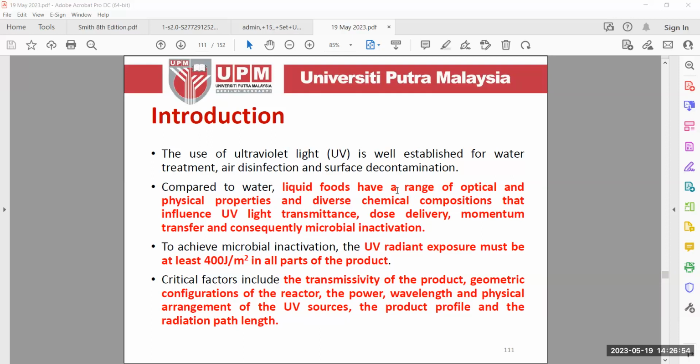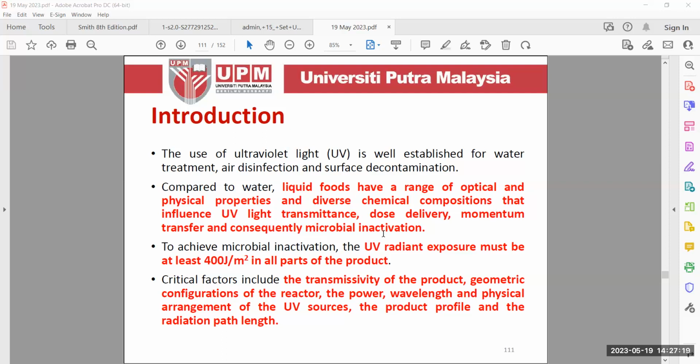So liquid foods have a range of optical and physical properties and diverse chemical composition that influence UV light transmittance, dose delivery, momentum transfer, and consequently microbial inactivation. And what this says is that our food product has a lot of composition inside. I'm talking about non-soluble solids, soluble solids, vitamin C, sugar, and so on and so forth.